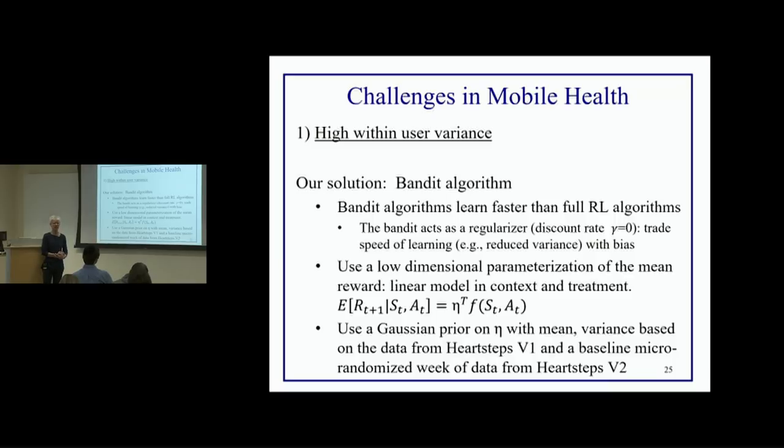Why are we using a Gaussian prior? I don't believe in Gaussian priors. Gaussian priors are equivalent to L2 regularization. They shrink all the coefficients. And we'll have them shrink the coefficients to the values of eta from HeartSteps V1. And we take the variance of that prior from HeartSteps V1. So the shrinkage, it's an informative prior. That's like the transfer learning. Anyway, it's transfer learning.